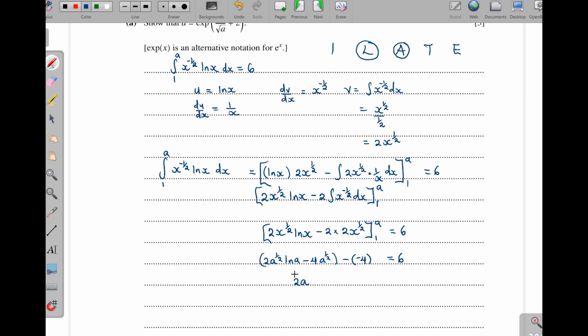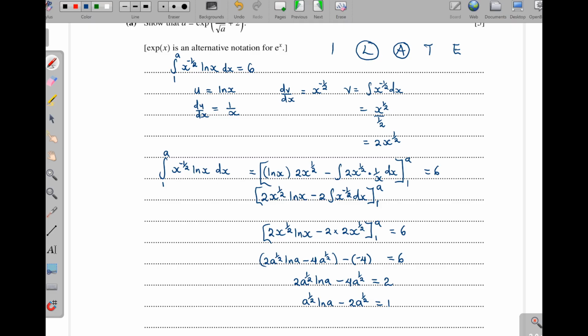Okay, so we get 2a to the power of a half, then the natural log of a, minus 4a to the power of a half. Then this one is positive 4. When it crosses, it subtracts from the 6, and then we get a 2 here. Now to simplify this, I can divide all through by 2. So a to the power of a half, then natural log of a minus this will be 2, then a to the power of a half, then this one will be equal to 1.